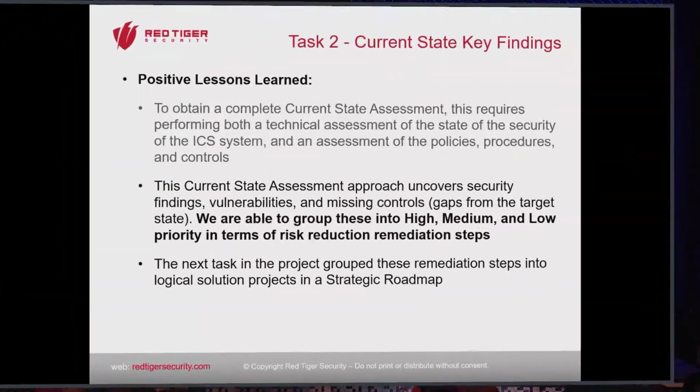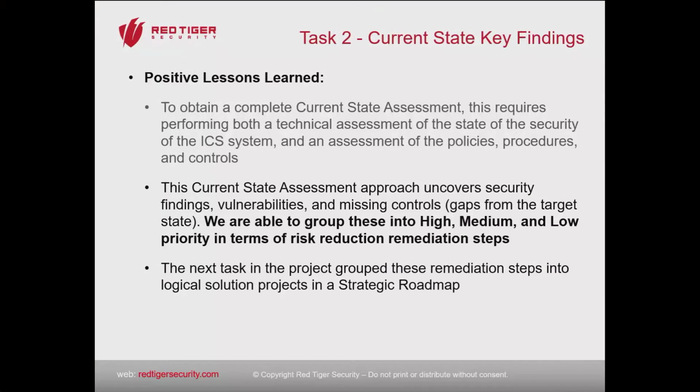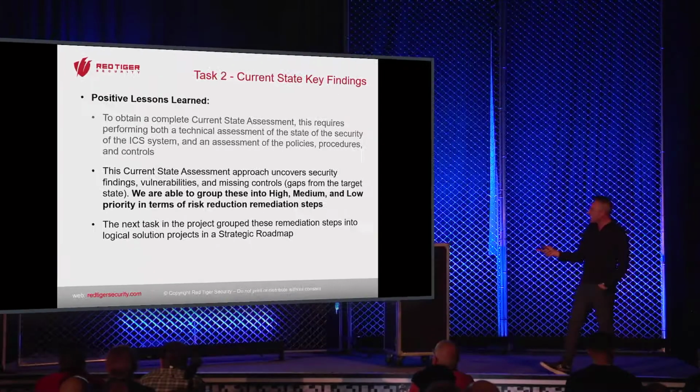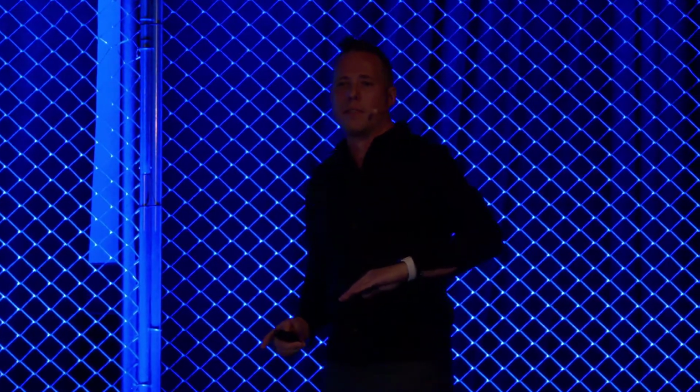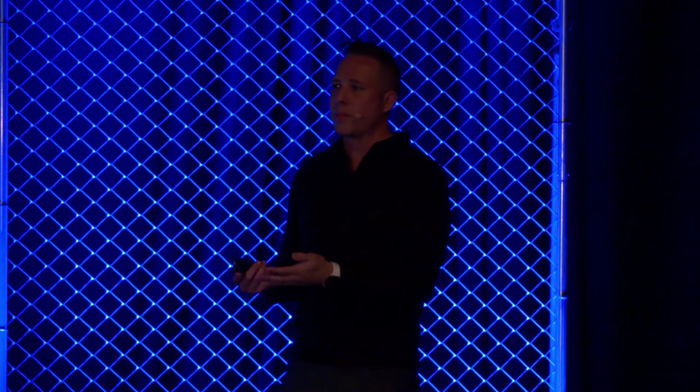So we went through and defined our target state. We went through and conducted this technical assessment and controls assessment to determine our current state. So now what we want to do is take the high, medium, and low findings from the framework assessment and the technical assessment and roll it up into a strategic roadmap so we can present this to management and get funding to start fixing these gaps.